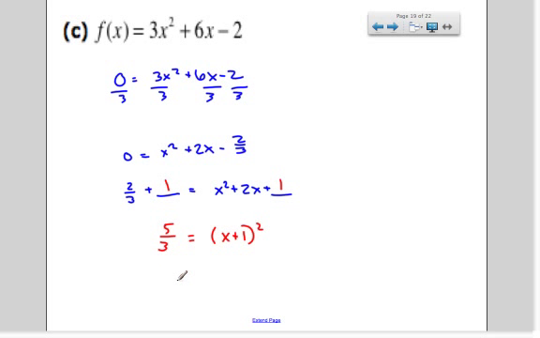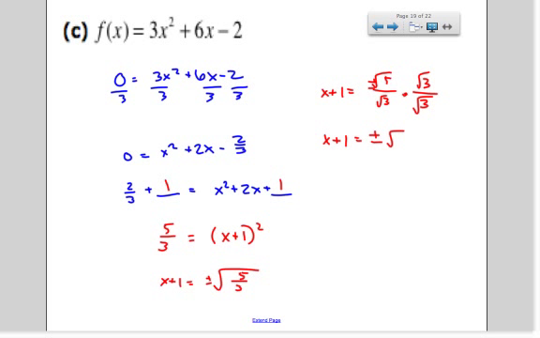So square root both sides. So we have x + 1 = ±√(5/3), which is x + 1 = ±√5 over √3. I'm going to multiply the top and the bottom by the square root of 3 to get rid of that square root of 3 on the bottom. So that's ±√15 over 3. Now I'm going to subtract 1 from both sides, so x = -1 ± √15 over 3. And now, common denominator, x = (-3 ± √15) over 3.